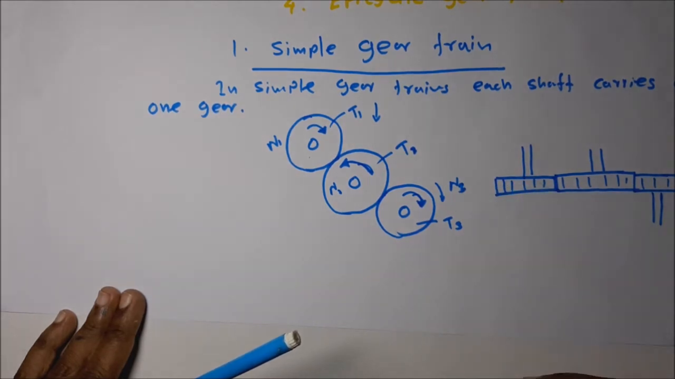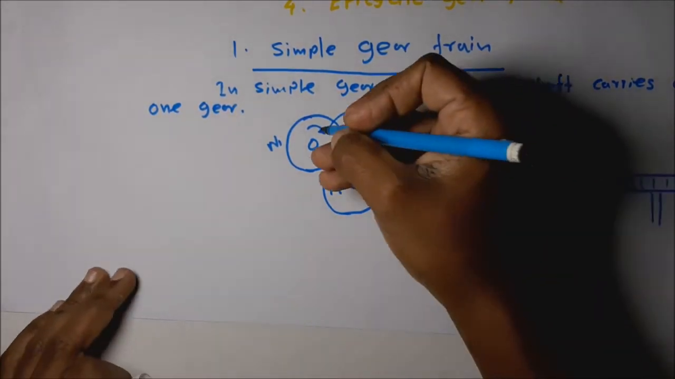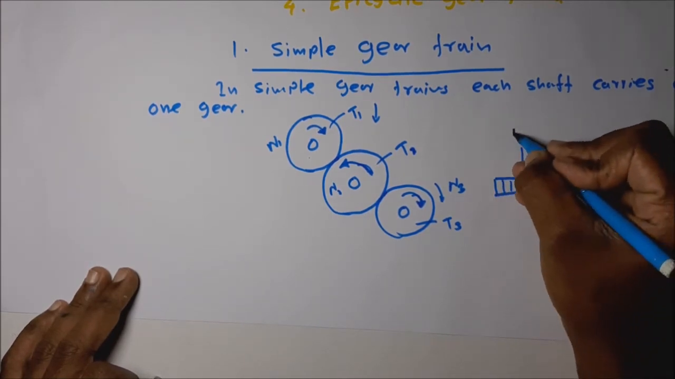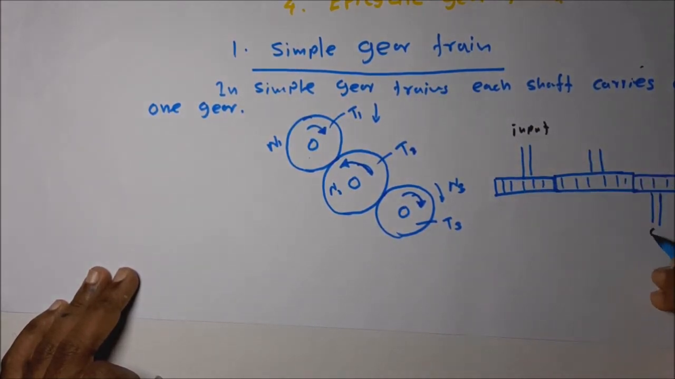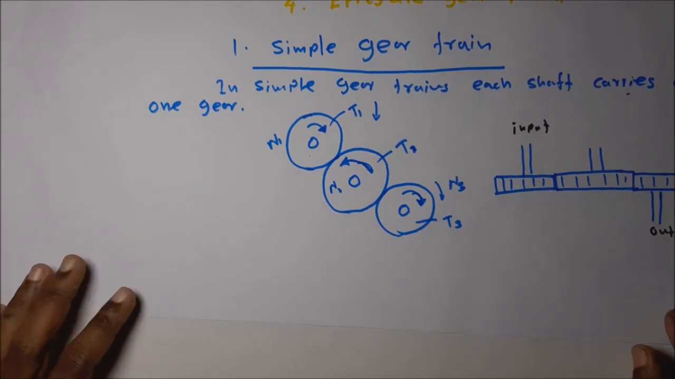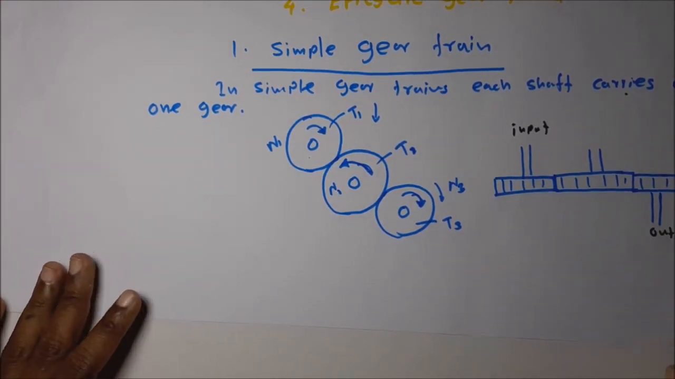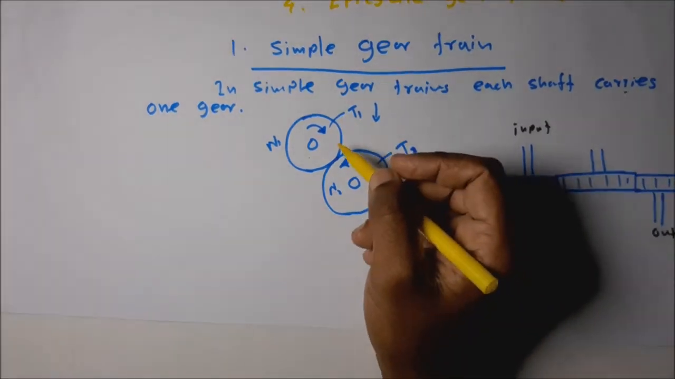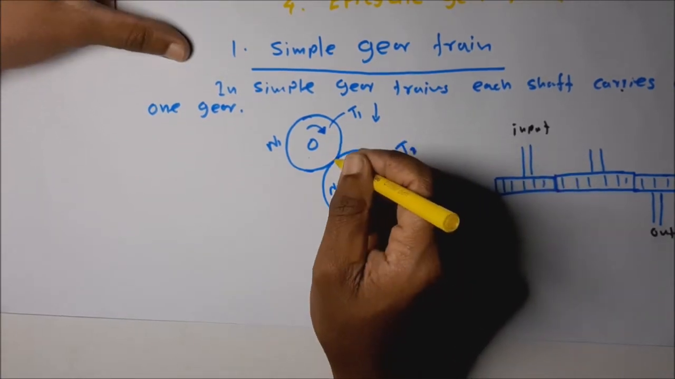How to calculate the N3 output? Let's take this as the input and this as the output. Then how to calculate the output speed? What is the method? You can do it in this way. Keep remembering this method.